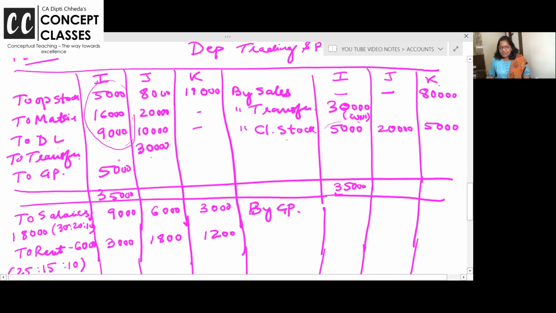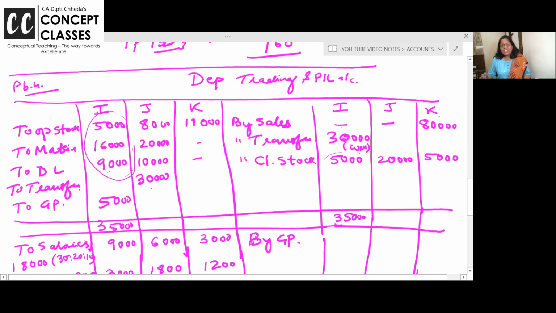I is clear to you? Now it's J's turn. J to K. J is getting the material from transfer also. J is getting the material from I also. And J is buying from the market also. 20,000 material and putting labor in that.